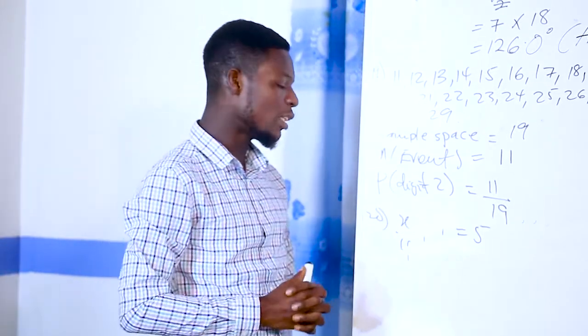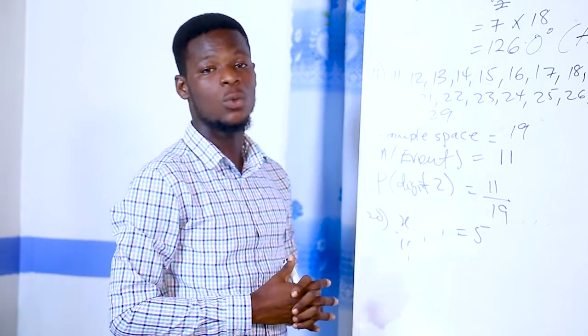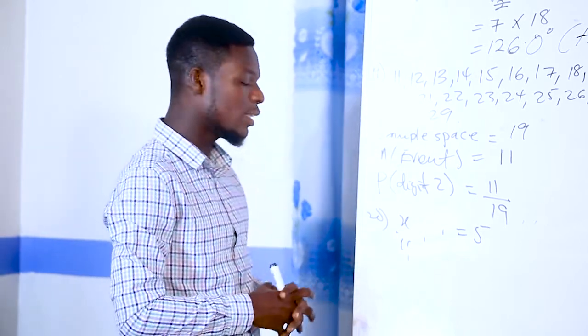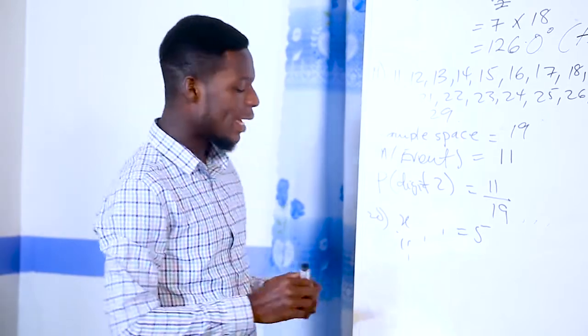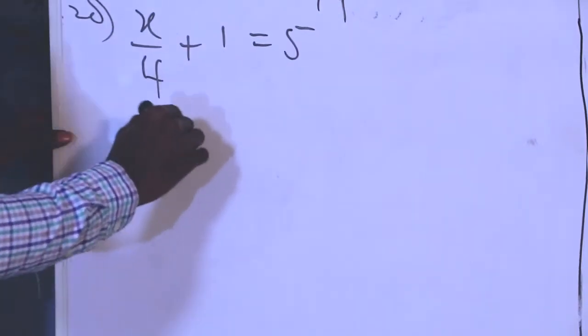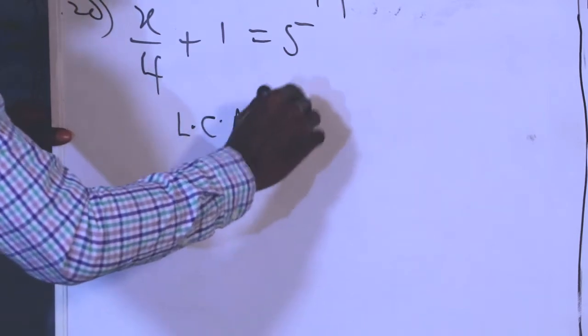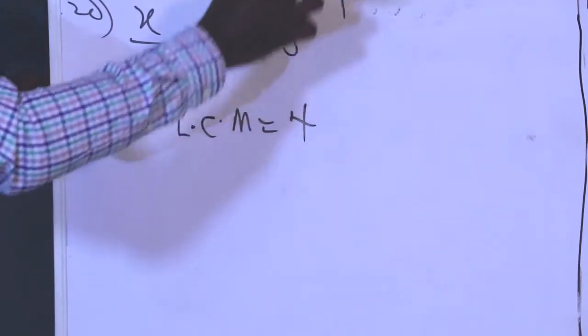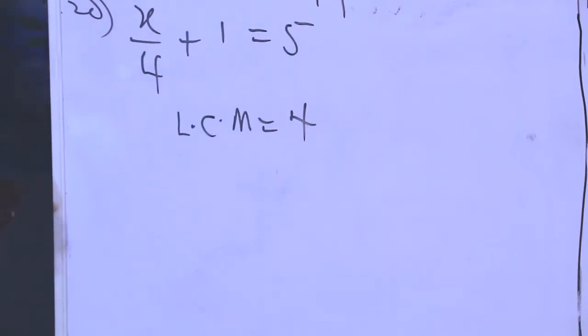If you follow our previous episodes where we talk about linear equation, you realize that the method we use here is to find the LCM and multiply each term by the LCM. The denominator is only 4, which means our LCM is 4. We have 3 terms. x over 4 is the first term, 1 is the second term, 5 is the third term. You multiply all these terms by 4.